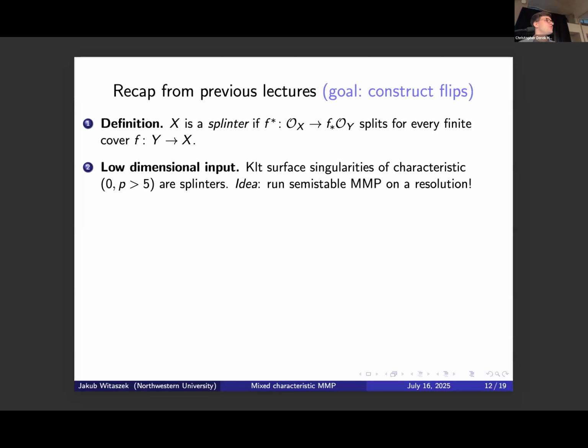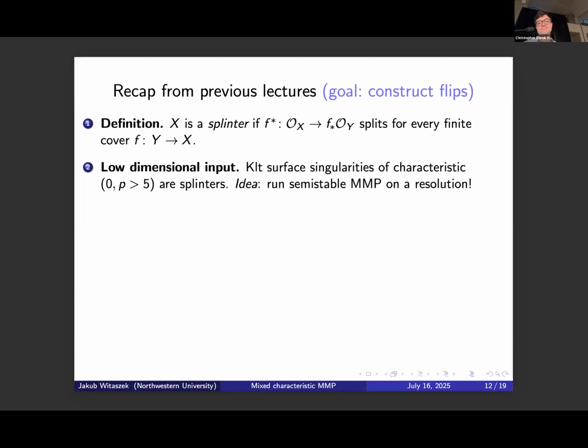This result, unfortunately, is false in higher dimensions, so there's no such similar bound for 3-fold singularities and higher, that kind of universal bound starting from which the KLT surface singularities are splinters. So there is something special. There's an explicit calculation you go through to check that these KLT surface singularities are splinters, and already Kevin mentioned that in his talk.